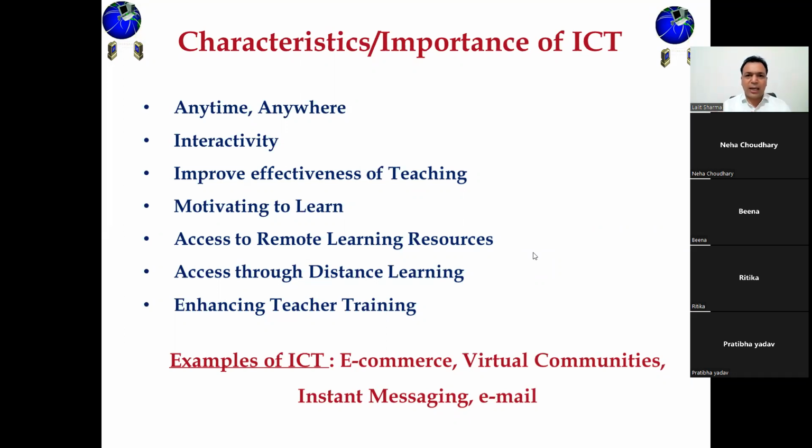You purchase any item on these sites, common websites, Flipkart, Amazon. So what is this basically? This is due to ICT. You place your order, and after some time, 3-4 days, you get the material at your house. This is an example of ICT.